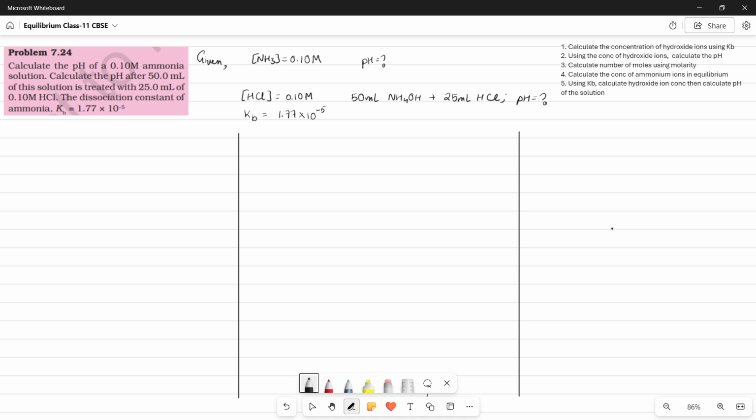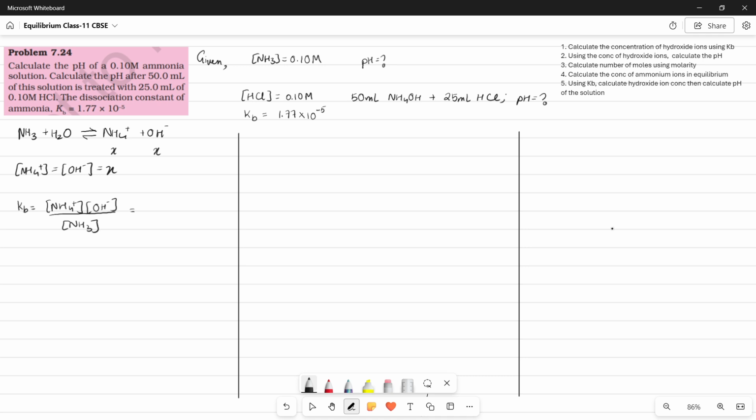For this particular solution, you have NH3 plus H2O, because we are adding water to it, in equilibrium with NH4+ and OH-, right? Now let's assume the concentration of NH4+ and OH- is X respectively, and the concentrations of both of them are equal to each other. So the concentration of NH4+ is equal to the concentration of OH-, which is equal to X. Now the value of Kb, which is 1.77 x 10^-5, is equal to the concentration of NH4+ times the concentration of OH- divided by the concentration of NH3.